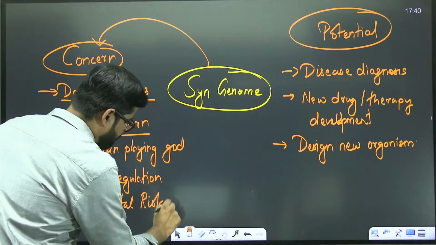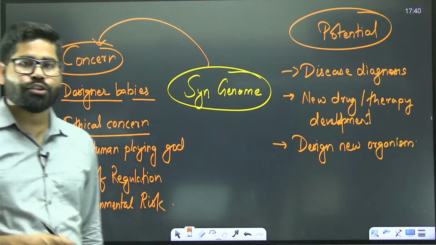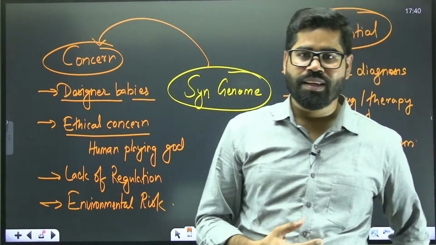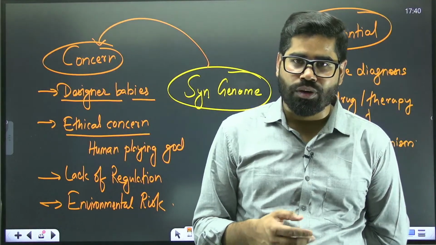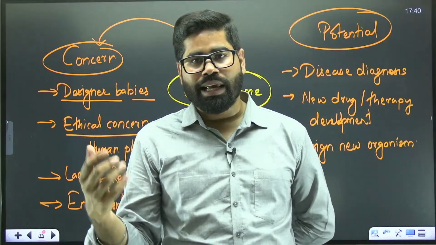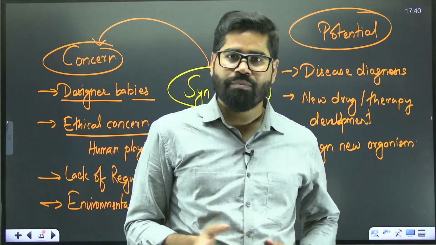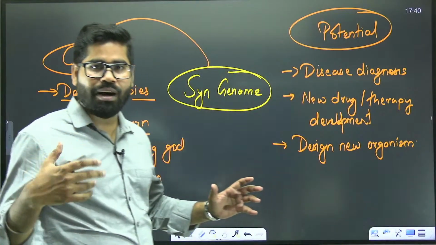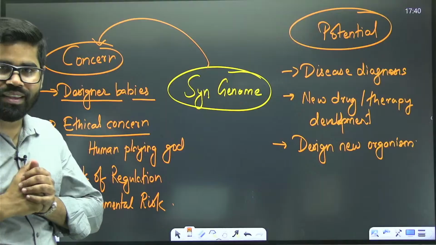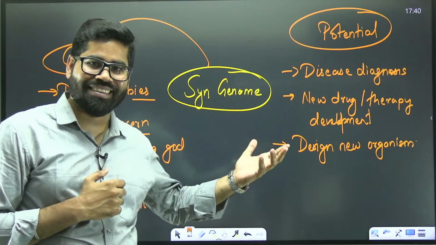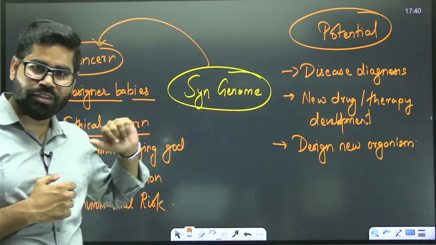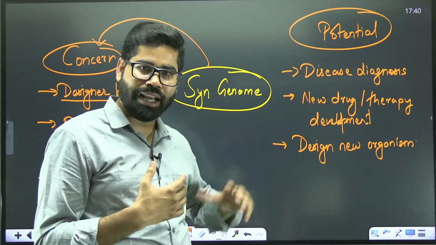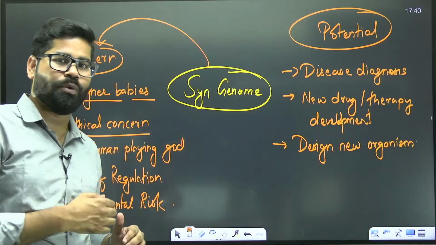Environmental risk. What if they become uncontrolled? There is one thing in nature, that is evolution. Suppose we have created a dinosaur which is friendly to humans. But suppose due to environmental stress or any other reason, they become opposed to humans, then what will happen? Jurassic Park 4, or they have already created Jurassic Park 4, so we can have Jurassic Park 5. Okay. So this is also one part.